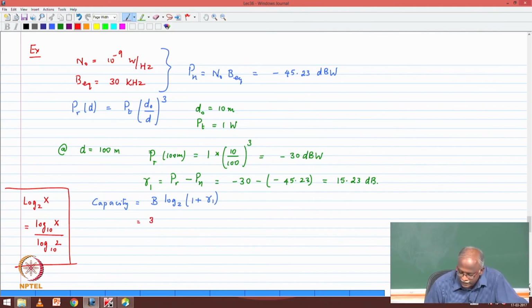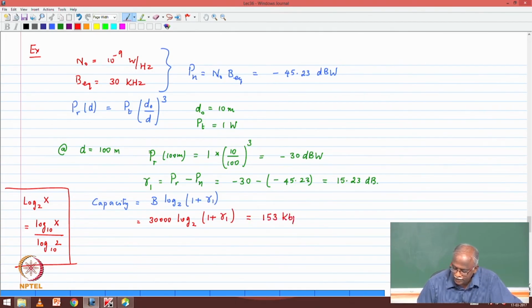So it will be 30 kilohertz times logarithm of 2, 15.23. I have to convert it into a linear scale and then compute the logarithm base 2 of 1 plus gamma 1, and please verify that this comes out to be approximately 153 kilobits per second. Okay.